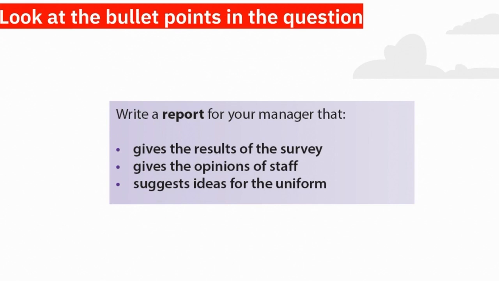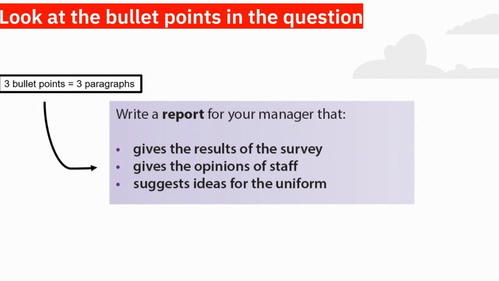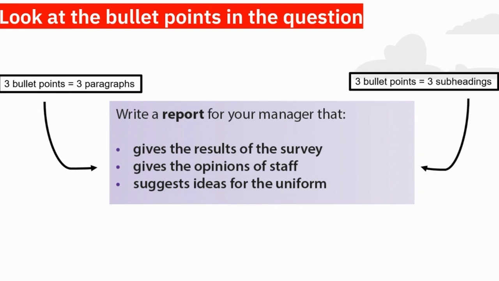You should always look at the bullet points in the question because these are a good indicator of how many paragraphs and subheadings you need to write. 3 bullet points equals 3 paragraphs, and also 3 subheadings. Let's see what we mean by that.